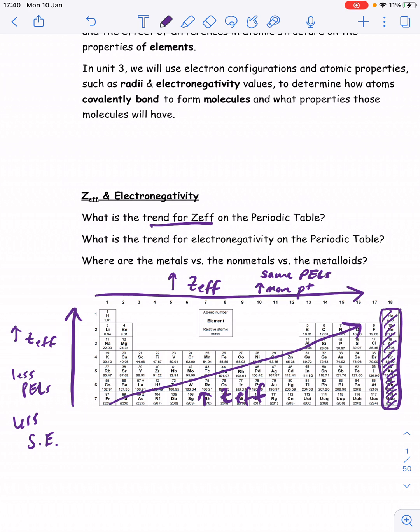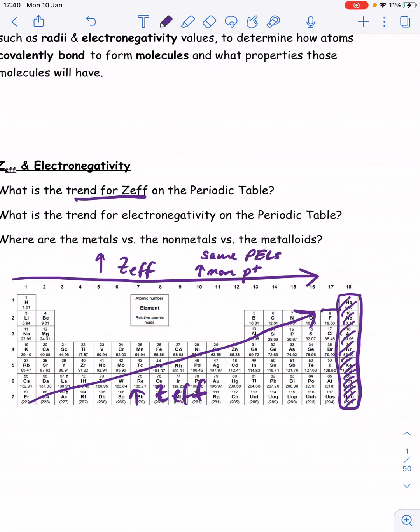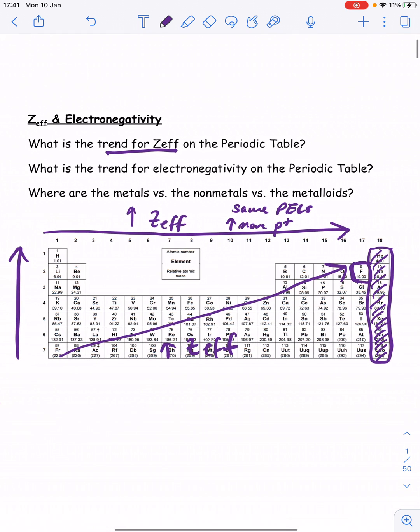So that means with this trend, the highest electronegativity we should predict would be fluorine. It's the element at the upper right corner of the table that's not a noble gas, that doesn't have a full valence shell. So that happens to be the case. Fluorine is the highest electronegativity with 4.0, and oxygen and chlorine are the second and third highest electronegativities, oxygen with 3.4 and chlorine with 3.2. So that upper right-hand corner, high Z effective, high electronegativity. And that's a property that we associate with nonmetals.